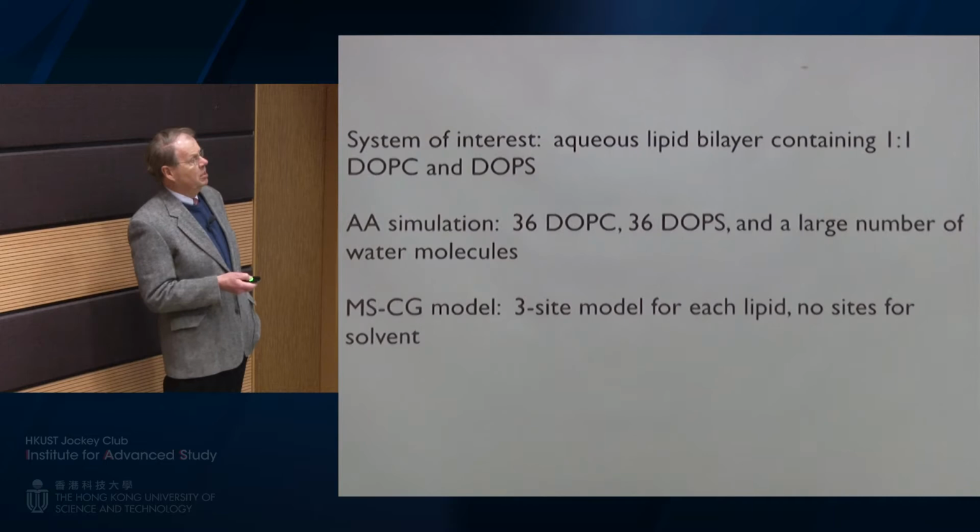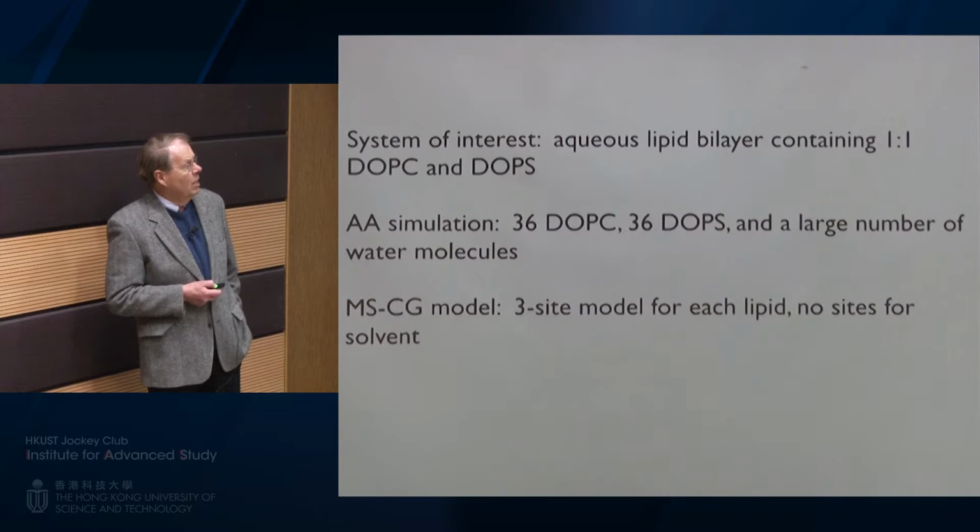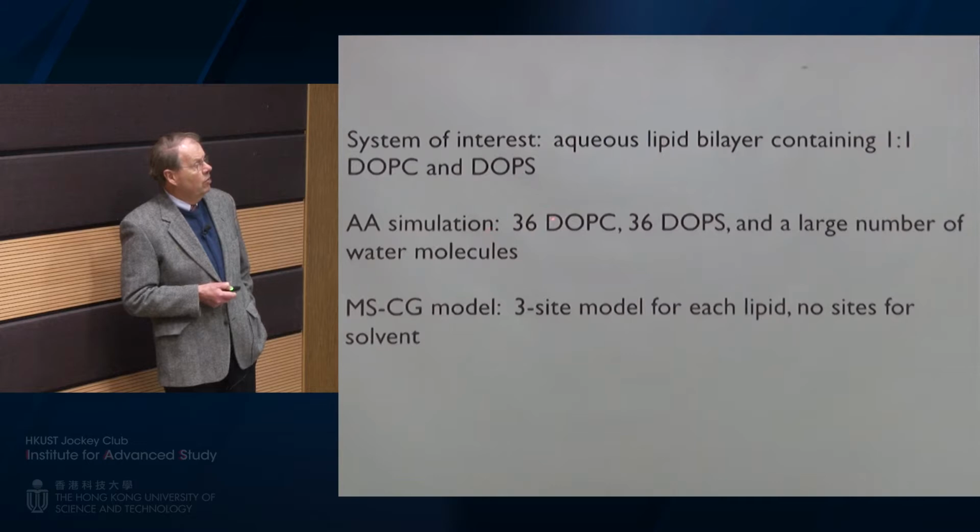Let me just say what the system they studied was. An aqueous lipid bilayer containing two different kinds of phospholipids. The phospholipid choline, the DOPC, is electrically neutral but it's zwitterionic with positive and negative charges on it. There's a net negative charge on the DOPS. This is a serine. Then they did the all-atom simulation, which involves 36 of these molecules and 36 of the other molecules and a large number of water molecules. Notice how small this number is compared to before, but this is all it takes to do the all-atom simulation to get the potential.